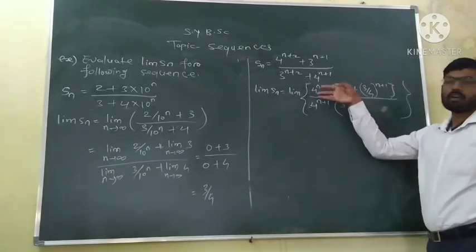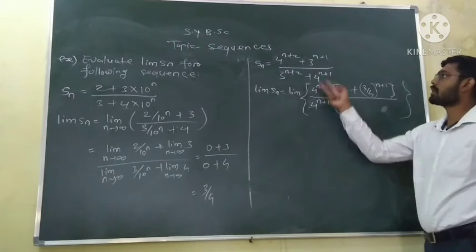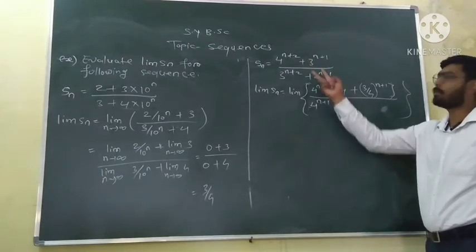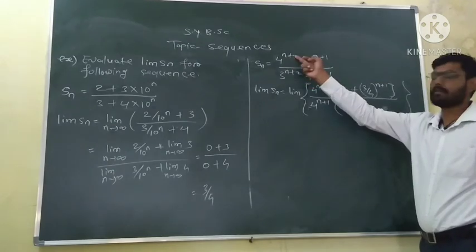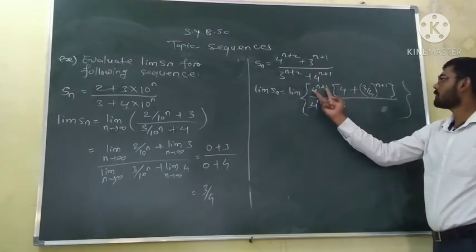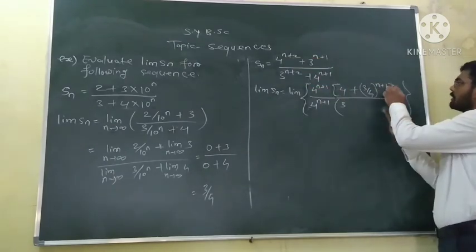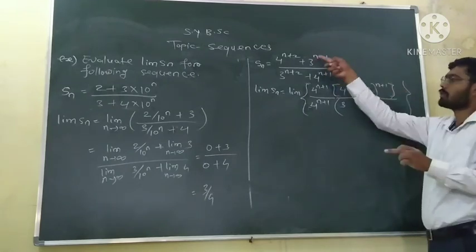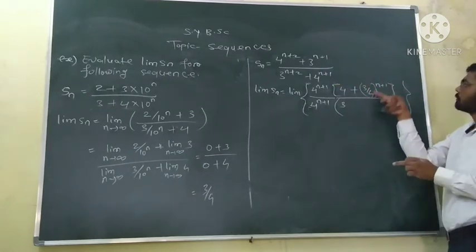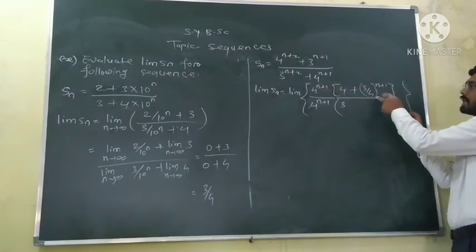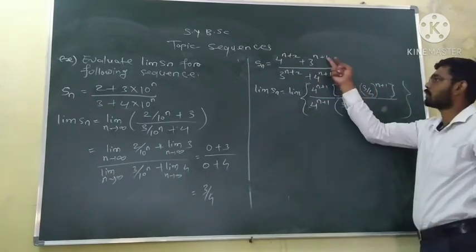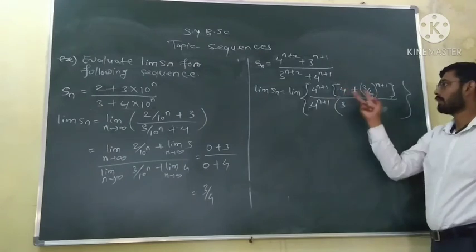Now what we have done, we have just taken 4 raised to power n plus 1 outside from the numerator. So 4 raised to power n plus 1 into 4, we get 4 raised to power n plus 2. So 4 raised to power n plus 1, plus 3 raised to power n plus 1 as it is, upon 4 raised to power n plus 1. Here 4 raised to power n plus 1 gets cancelled. So remains only 3 raised to power n plus 1.